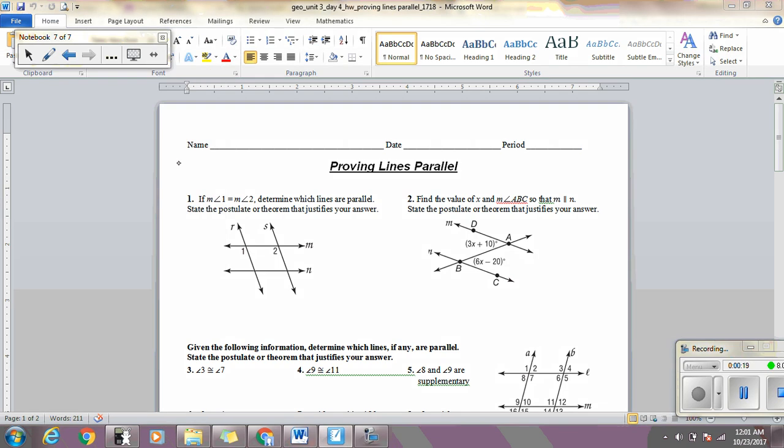For number 1, it says if the measure of angle 1 is equal to the measure of angle 2, determine which lines are parallel and state the postulate or theorem that justifies your answer. So angle 1 and angle 2 are tied together both by line M. So that means line M is the transversal. So we are going to say R is parallel to S because of the converse of the corresponding angles postulate.